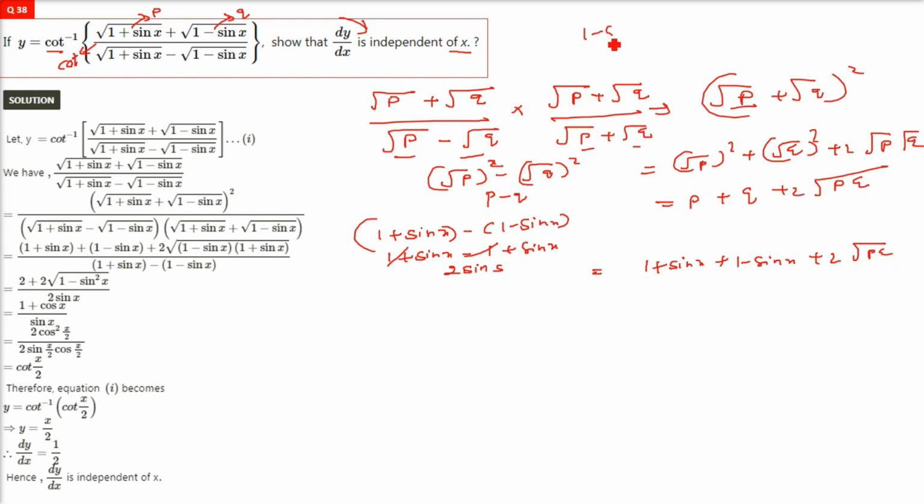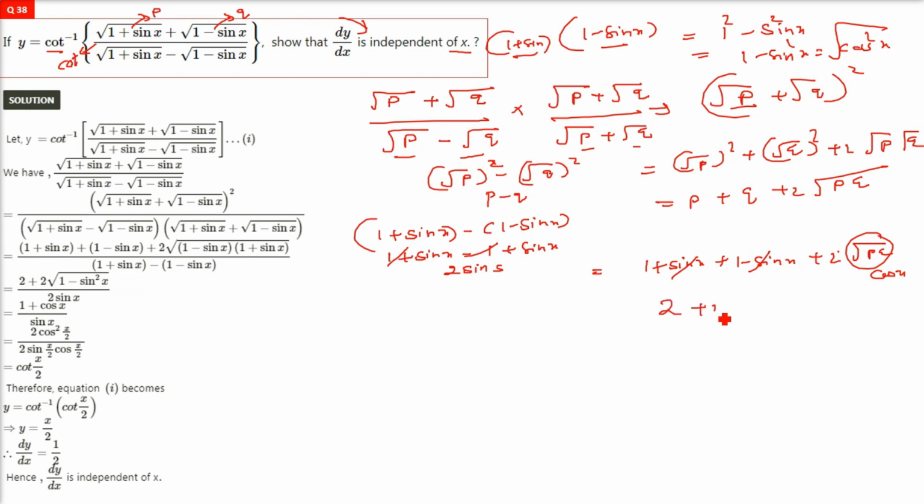So let us multiply 1 minus sin x and 1 plus sin x. P was 1 plus sin x and Q was 1 minus sin x. So you get a squared minus b squared, 1 square minus sin square x. 1 minus sin square x is cos square x, because cos square plus sin square is 1. So this is under root cos square, and the final will be cos x only. So this gets cancelled. You have 2 plus twice of cos x. And remember, what was the denominator? It is 2 sin x.